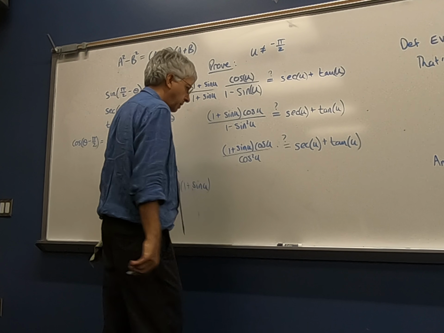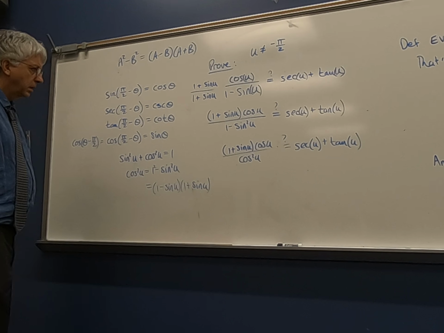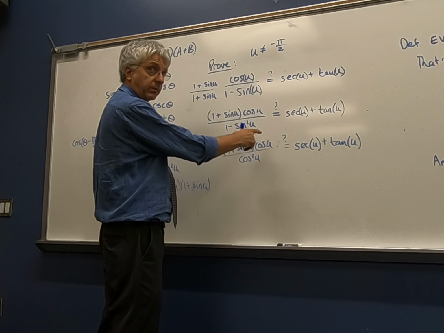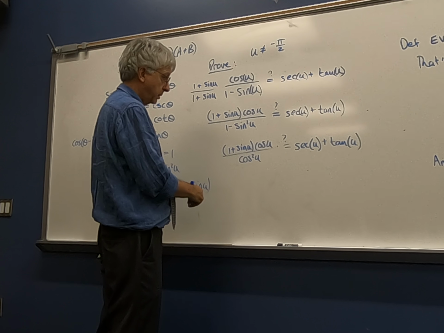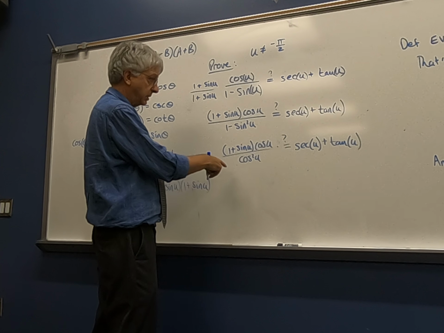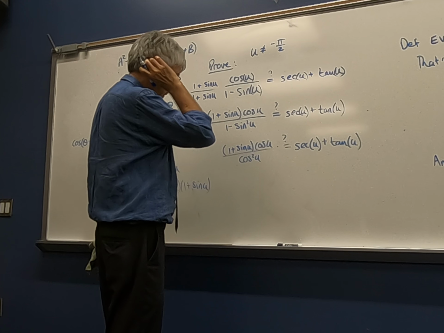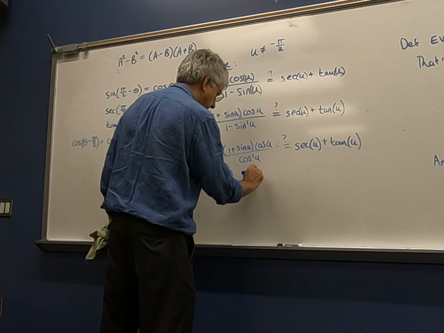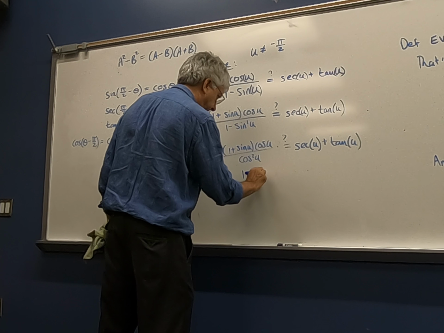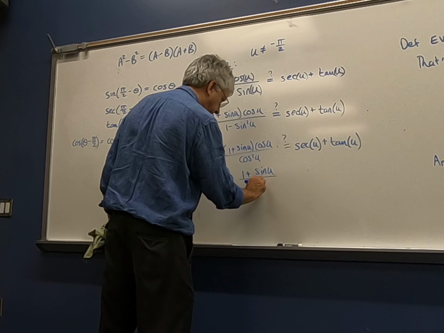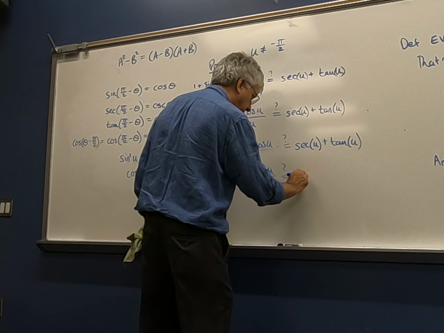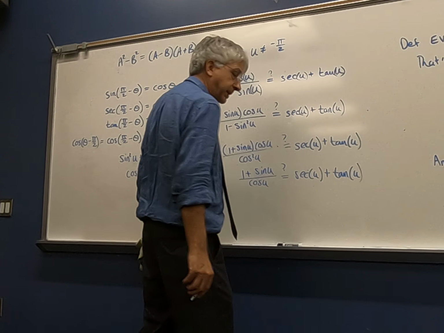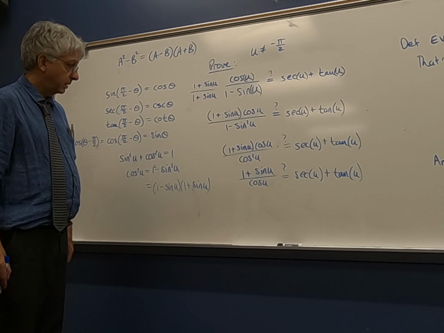1 over cosine, secant, is it? Yeah, well, I can cancel a factor of cosine now, right? Again, I'm assuming the cosine is not 0, but that's already the assumption. So now I can say 1 plus sine u over cosine u. Is that equal to secant u? Is it obvious yet? You're saying it's obvious now. Why? 1 over cosine is secant, sine over cosine is tangent.